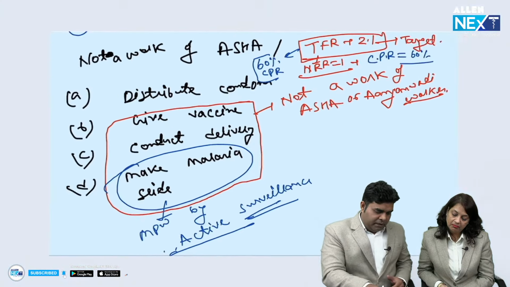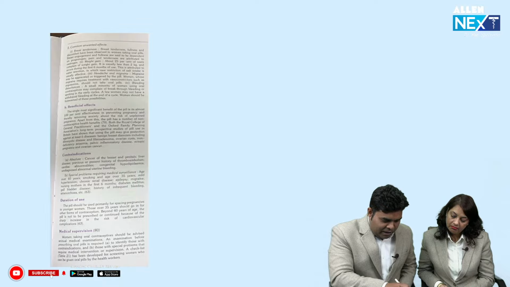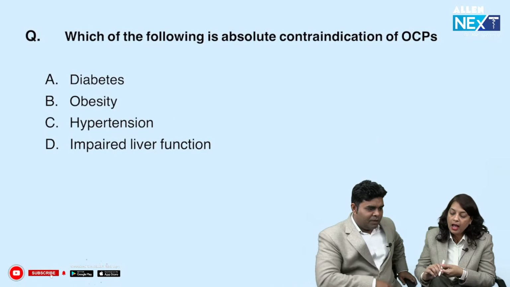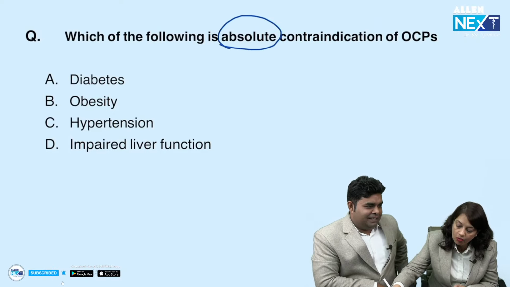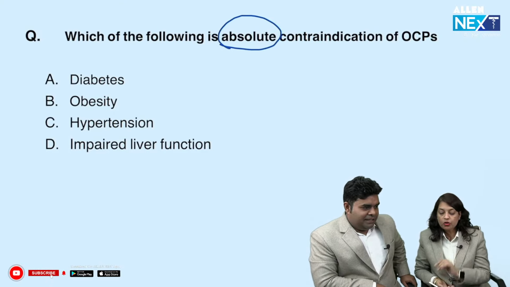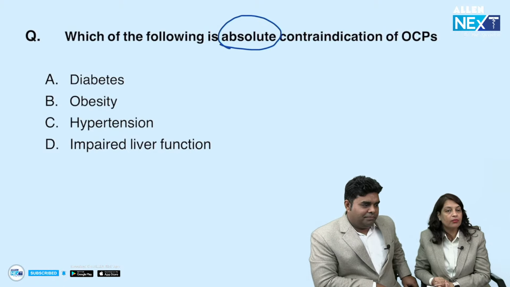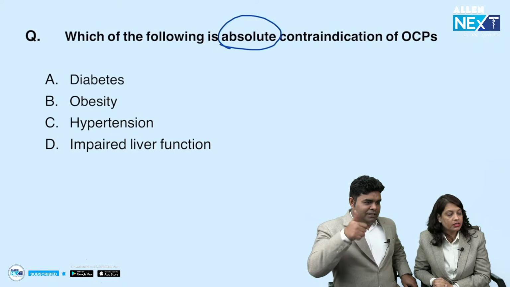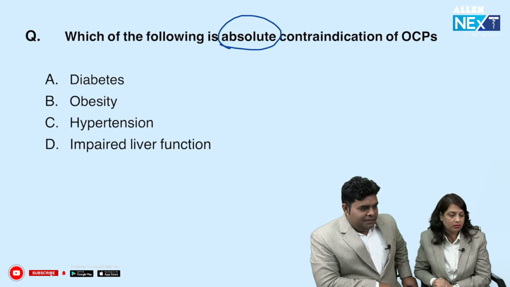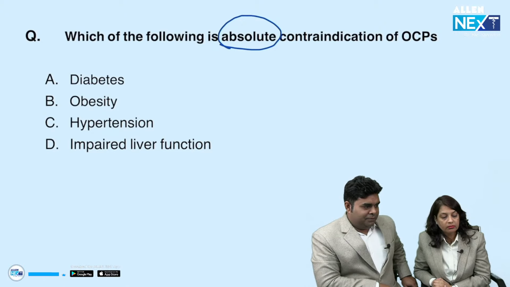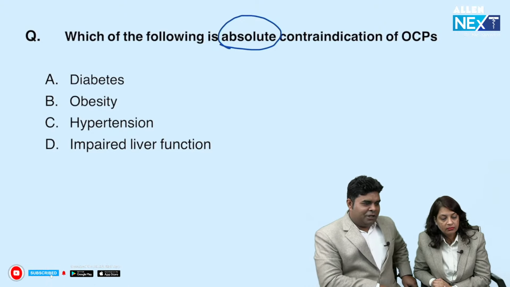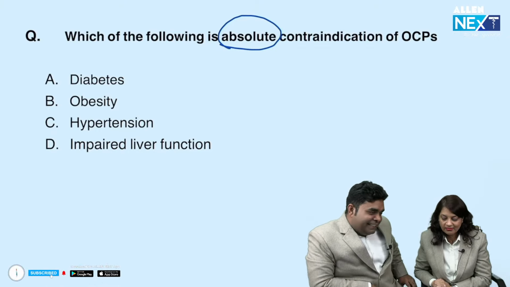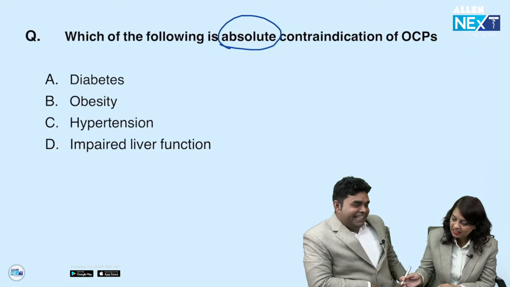Okay. So coming back to one question which is there. Yes, this is the question. Which of the following is an absolute contraindication of OCP? Diabetes, obesity, hypertension, impaired liver function. Now let us see what you mark in this question. Which is an absolute contraindication? This is something which is important. Very good. Ravi Kumar has again answered it first. D is the answer which he had written. Yes, I like that D.